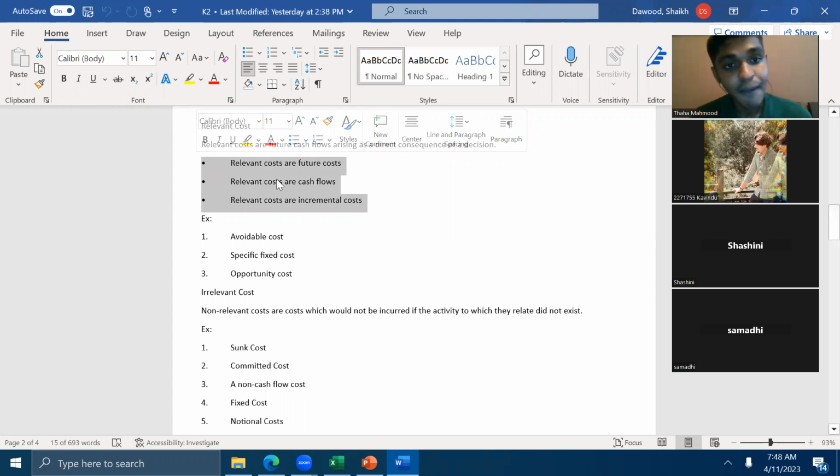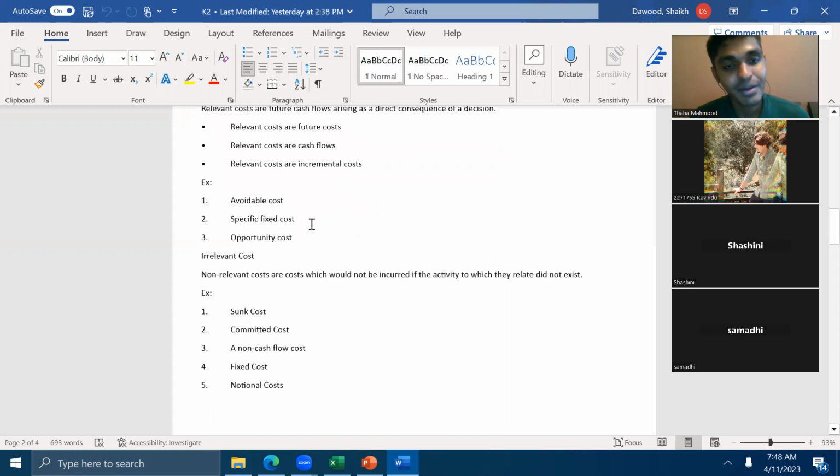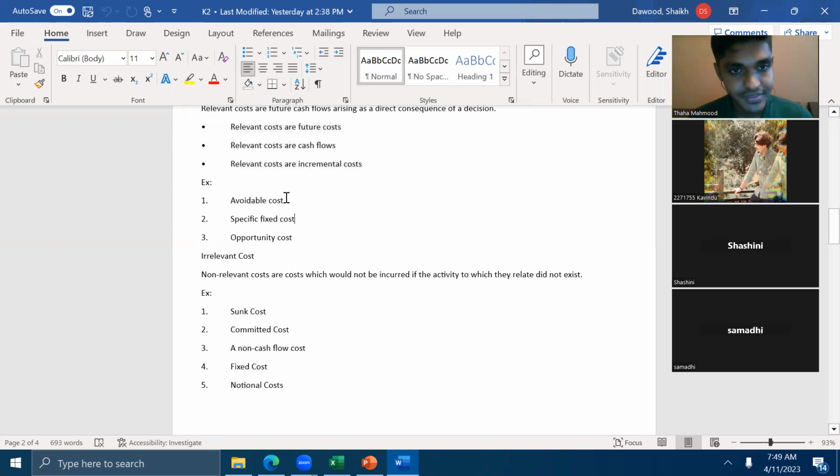This is an easy approach, but as we progress and get used to it, we can absorb it and say at a glance, this is relevant, this is irrelevant. In those situations we don't follow this framework. We usually get used to thinking like, this is avoidable, this is a specific fixed cost, so it's relevant. But I would suggest, as an initial framework to decide whether a cost is relevant, follow this: check whether it's a cash flow, check whether it is incurred in the future, and whether it's incremental, take only the incremental portion. All right? The first one is the avoidable cost.